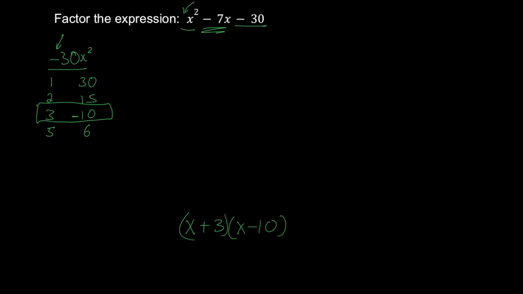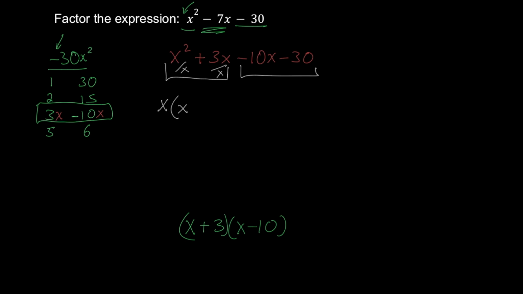Going down through the steps, we would need an x with both of these because they have to add up to 7x, the negative 7x. And then we would separate it into x squared plus 3x minus 10x minus 30. Then for the grouping, we group the first two together and the second two together. The common monomial in the first two is x, and we divide both terms by x. That would give us x in the first term and 3 in the second term.